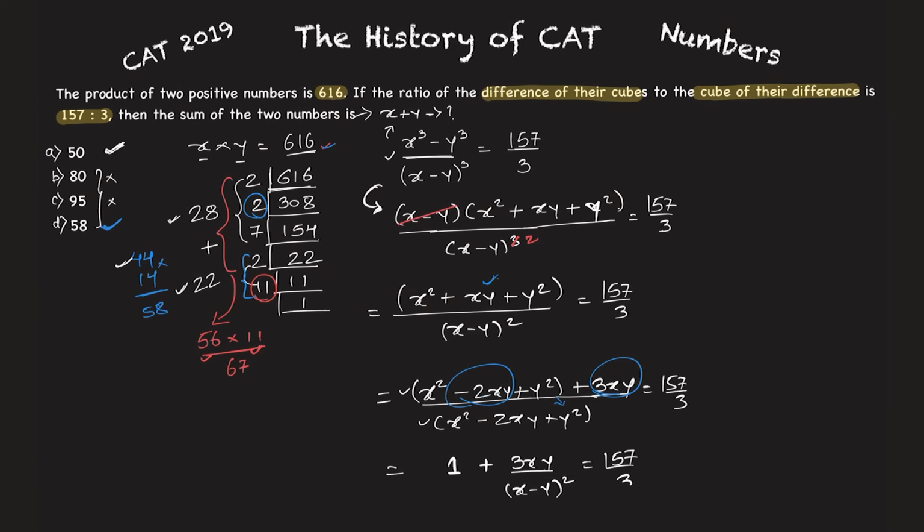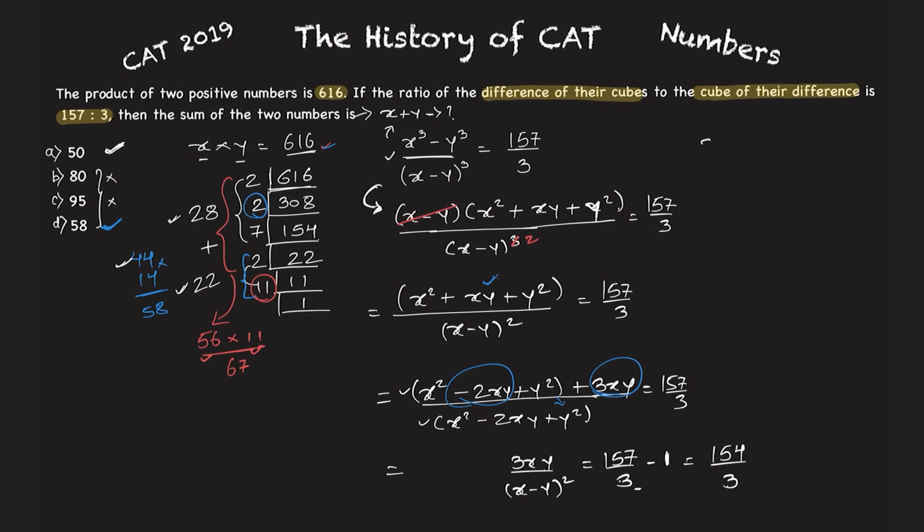If you take this 1 here, what will happen? So let's take that 1 there now. If I take that 1 there, this becomes minus 1. So this turns out to be 154 upon 3. Okay, that is equal to 3xy upon x minus y the whole square.